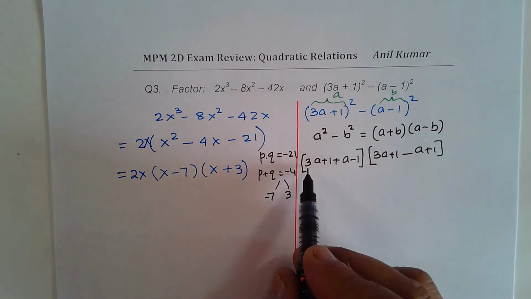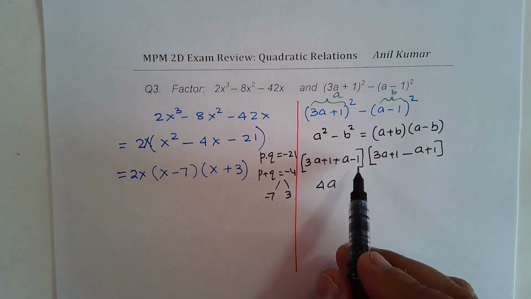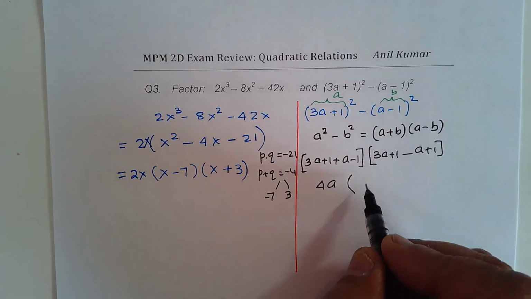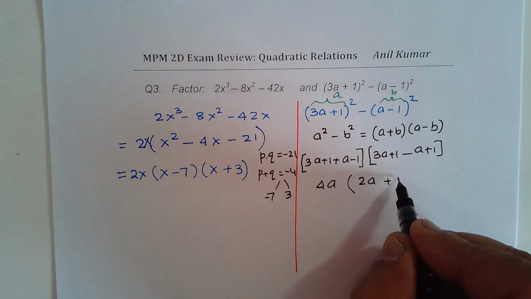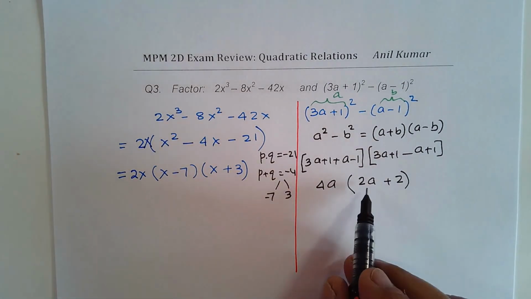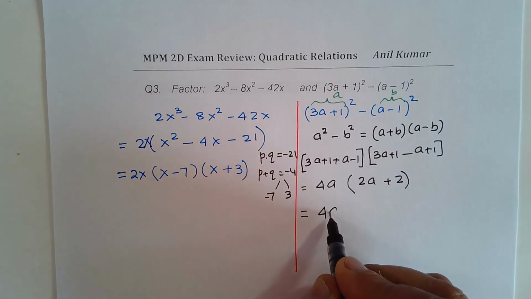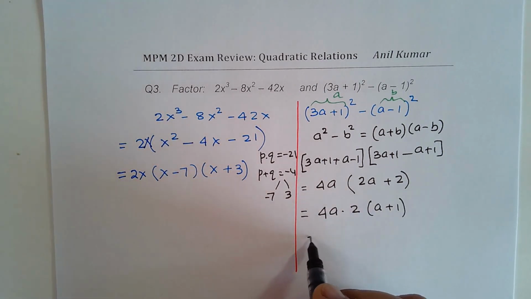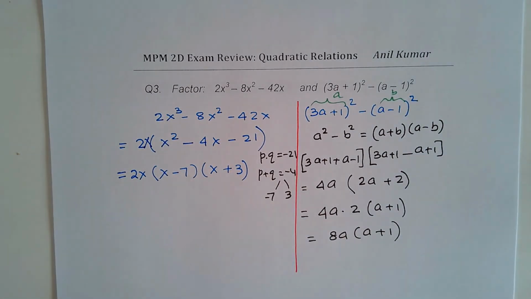Let us now simplify this. 3a plus a is 4a and 1 minus 1 is 0. So we get 4a, and for the second factor we get 3a minus a as 2a, and plus 1 gives me plus 2. We can actually factor out 2 also. So we get 4a times 2, a plus 1, multiplying we get 8a times a plus 1 as the final result. So that becomes the factored form of the given expression.